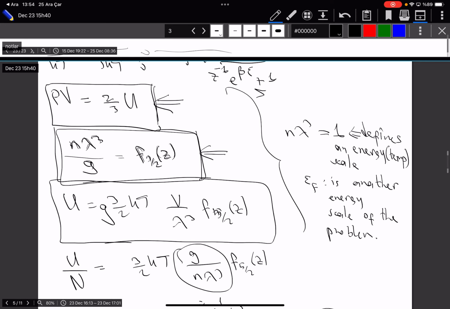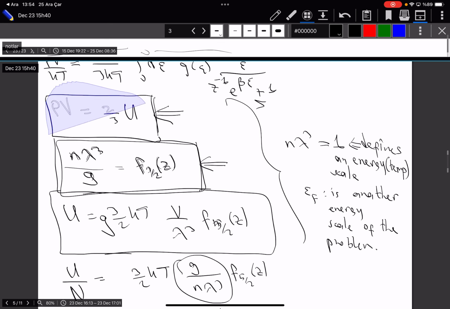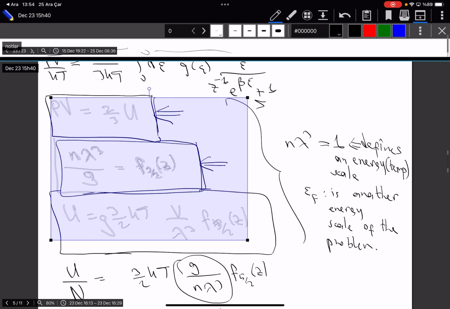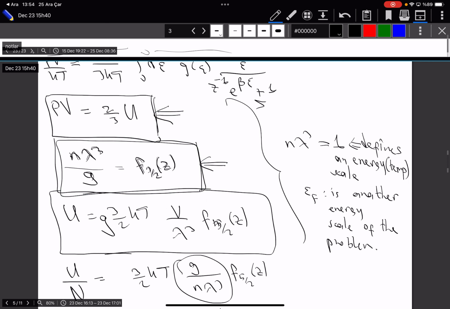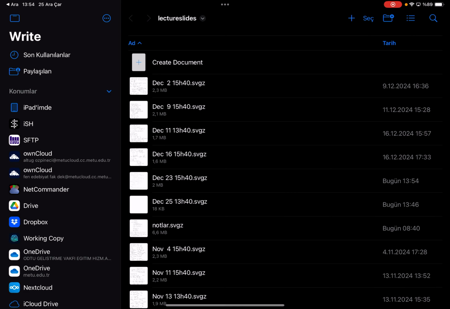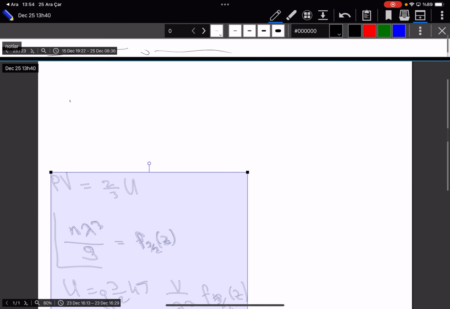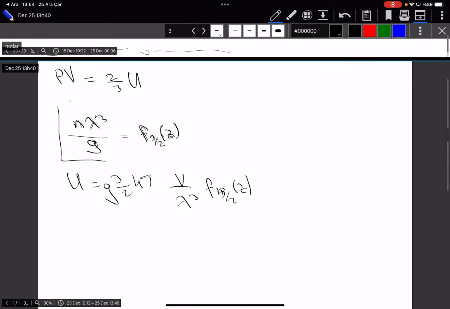Okay, so let me pick up these three equations, because these equations are valid at any temperature. They are the same equations, whether we are at low temperature or high temperature. We cannot solve them exactly. That is why we are looking at certain limits where we can actually solve them.